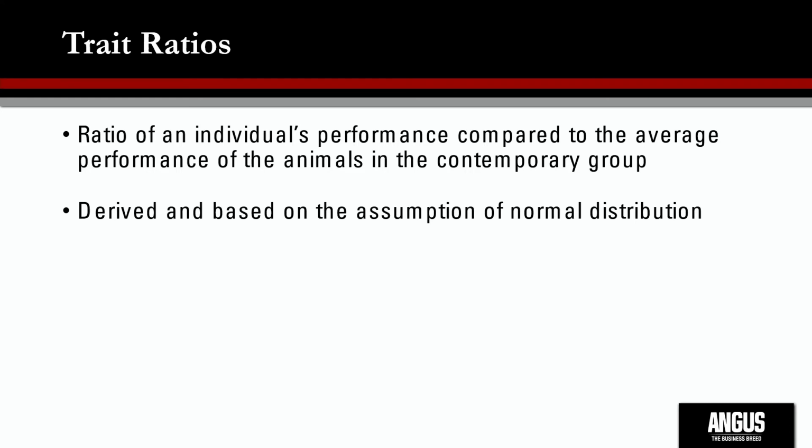So think back to what we just saw with something like weaning weight. We saw that normal distribution, most were clustered towards the center, compared to something like the hair shedding score, where we had that skewed distribution.